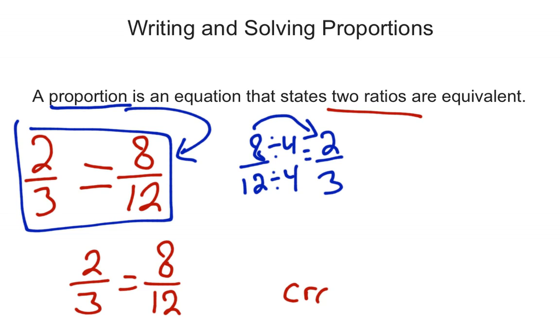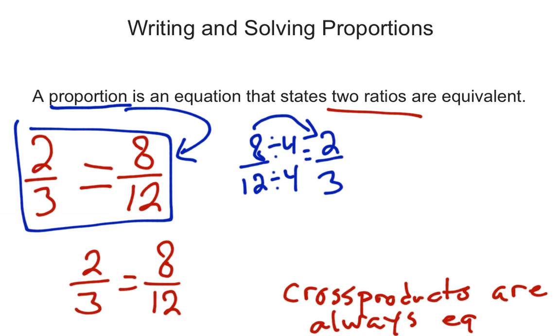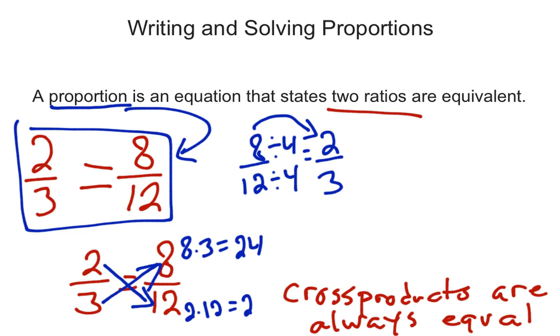We're going to write this down here. Cross products are always equal. If something really is a proportion, if 2/3 and 8/12 are truly equal, then their cross products should be equal. A cross product is when you multiply diagonally. If I do 8 times 3, that equals 24. Then the other cross product should also equal 24. So if I take the other diagonal and do 2 times 12, I had better get 24. And sure enough, 2 times 12 is 24.